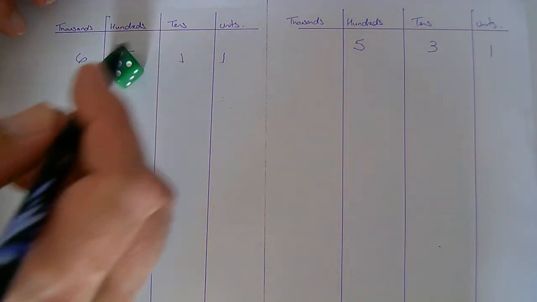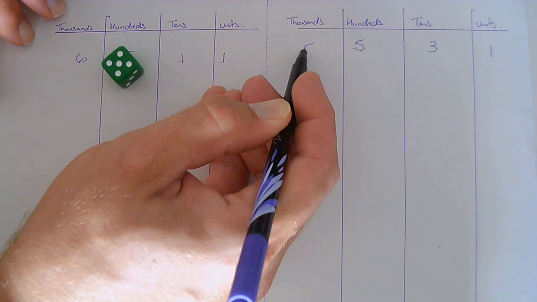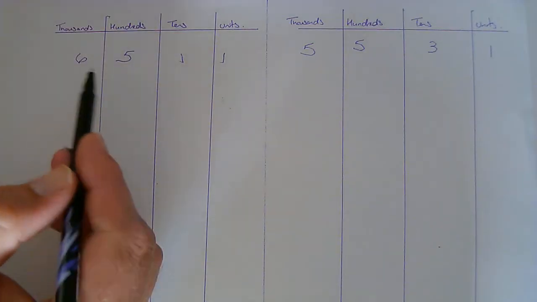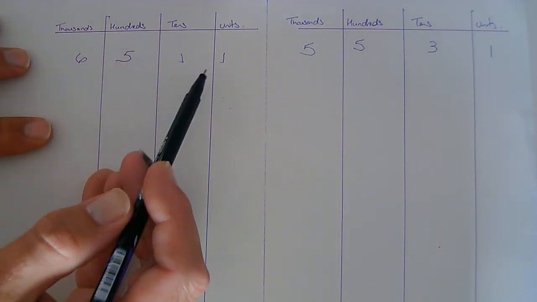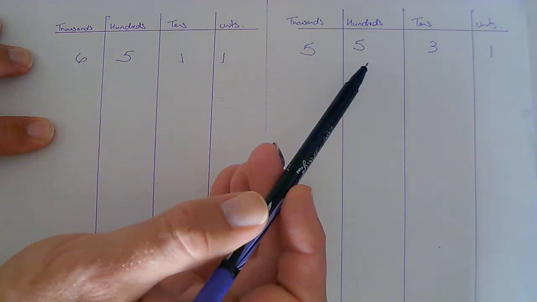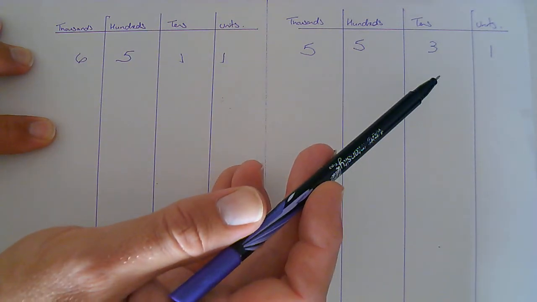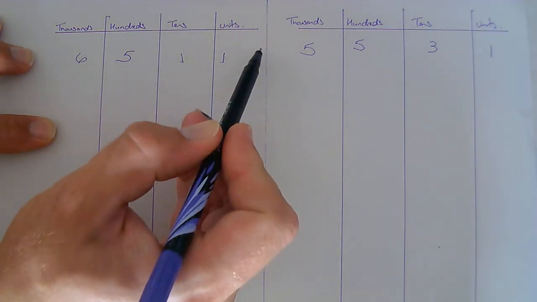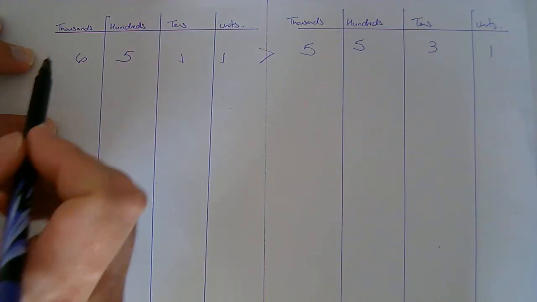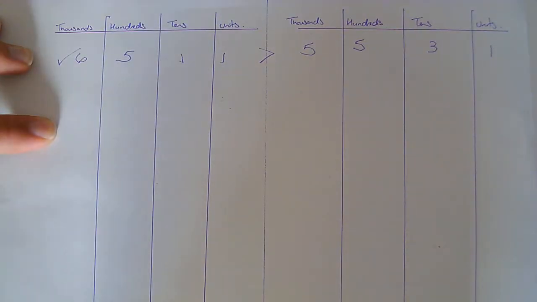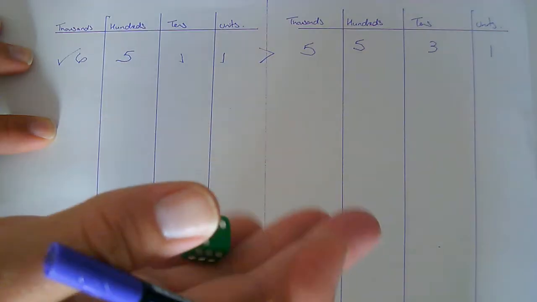I get a 5, so I lose, because this player has got 6,511, whereas this player has only got 5,531. So we can say that this is greater. And we can give them a tick and say they've won one round. So we try a second round, do the same thing.